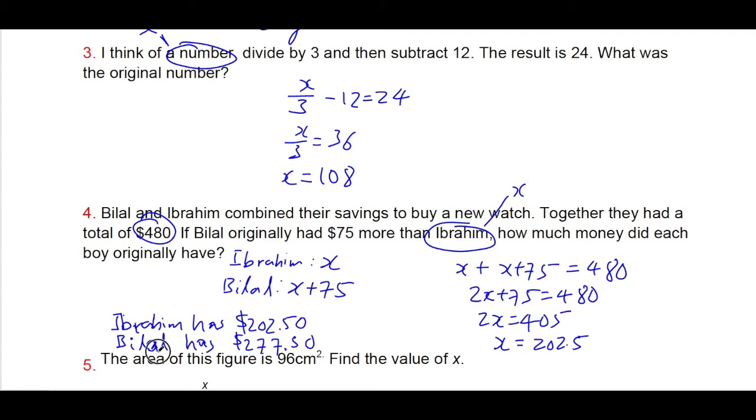Now, like I said, with these kinds of questions, if they don't give you a variable, you can introduce a variable. So you can just let the amount that Ibrahim has be x. The reason I let the amount that Ibrahim has be x rather than the amount that Bilal has is because Bilal has 75 more. So if you let Bilal be x, then what Ibrahim has would be x take away 75, because Bilal has 75 more than Ibrahim. It's better to use plus rather than minus, so that's why I let the amount that Ibrahim has be x. Okay.